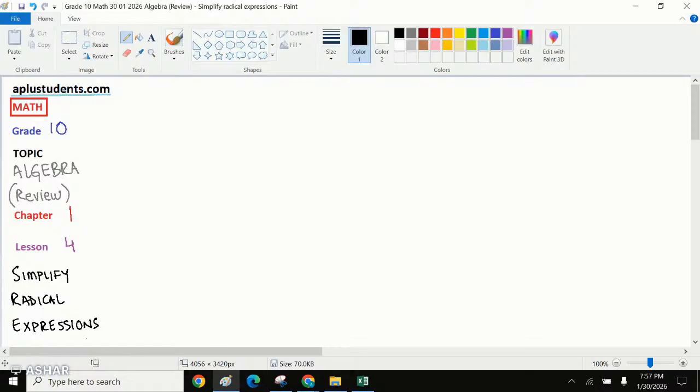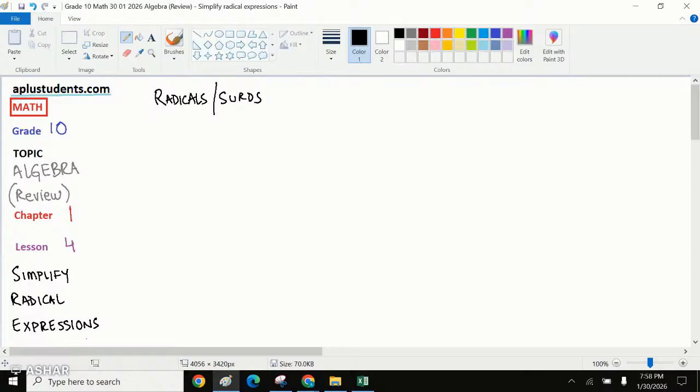Okay, let's see what radicals are. Let's go to grade 10 maths and algebra. Chapter 1, lesson number 4. What are radicals? Radicals are also known as surds. Radicals are non-perfect square numbers.